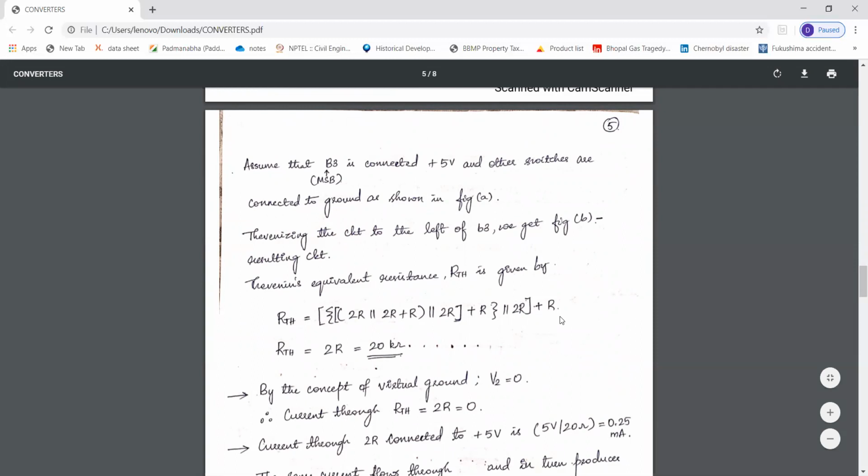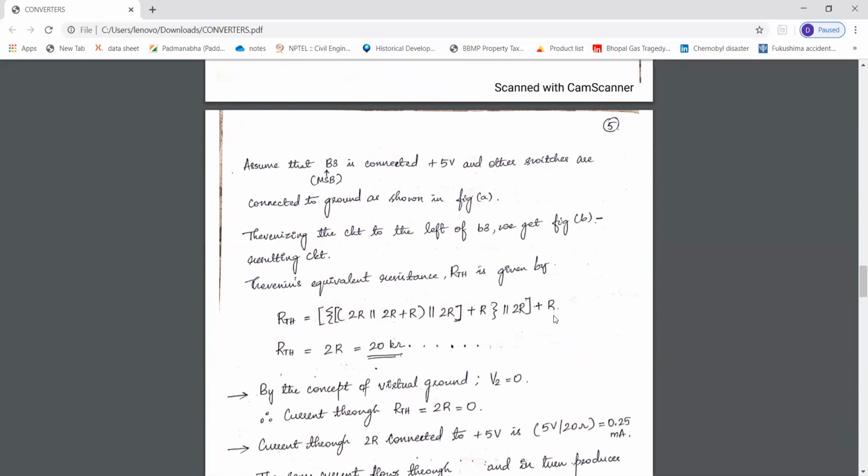If any one of you has doubts regarding this equation, you can ask me. If you have any doubts, I'll clear it.